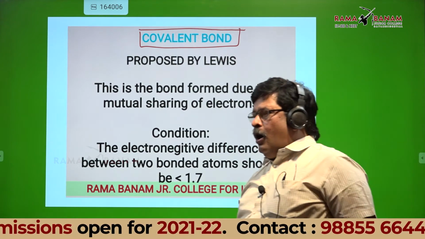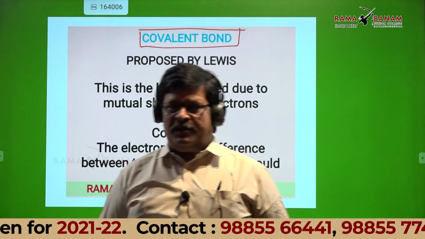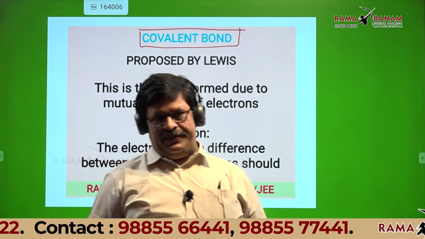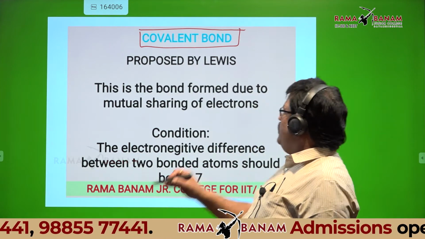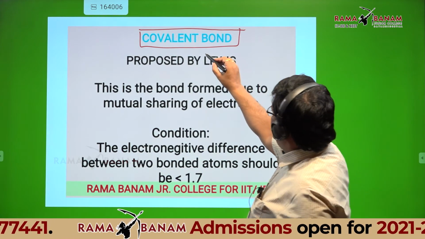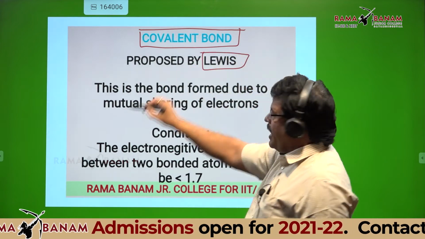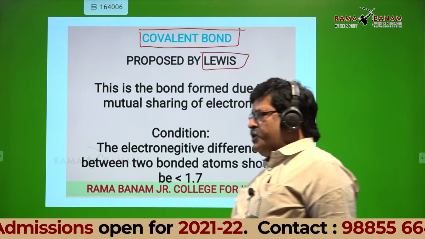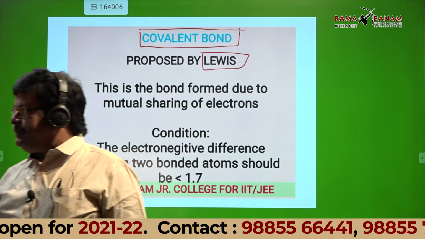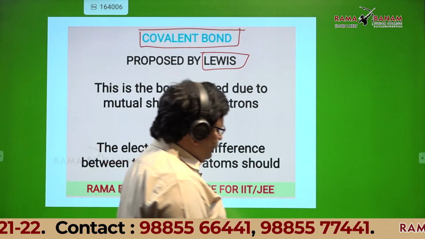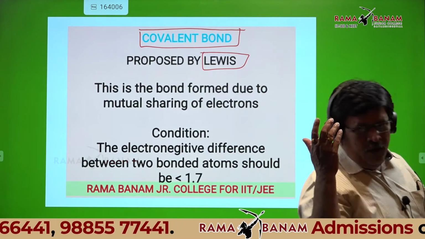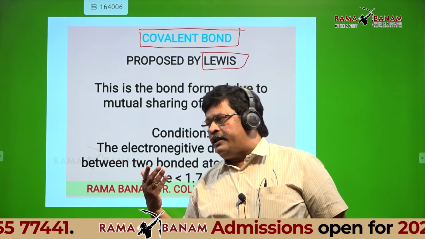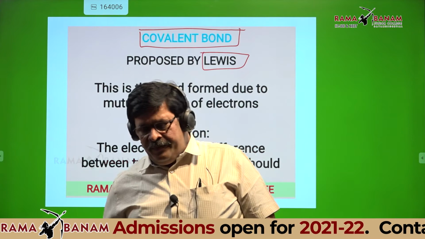See, the octet rule was given by Kossel and Lewis. In that, the ionic bond was proposed by Kossel, and the covalent bond was proposed by Lewis. First write this: covalent bond was proposed by Lewis. Now listen to me. What is the octet rule? Just recall that definition.